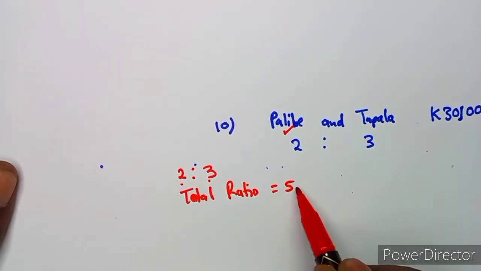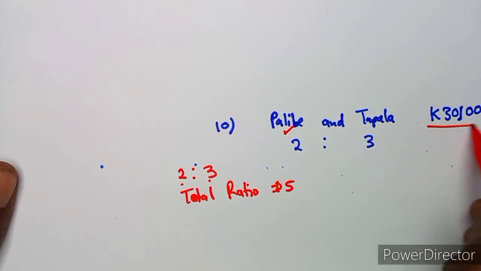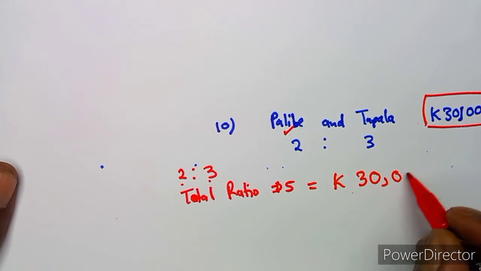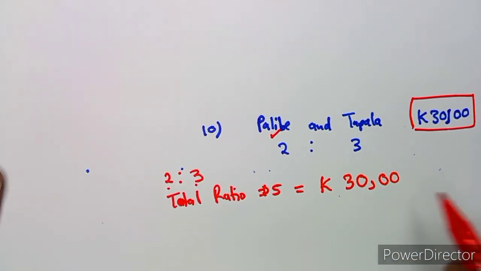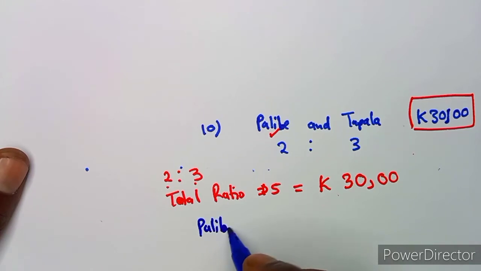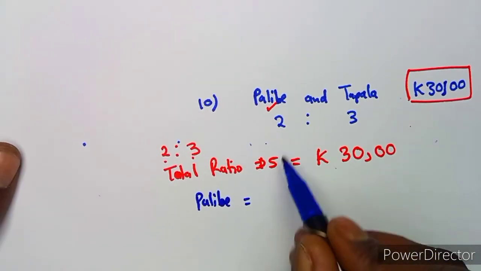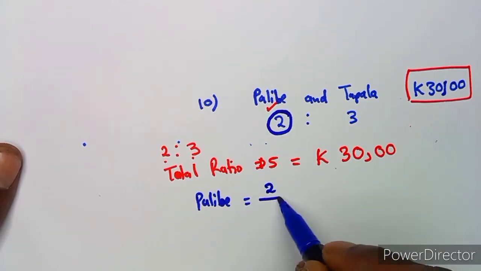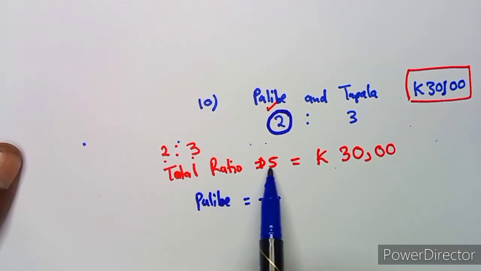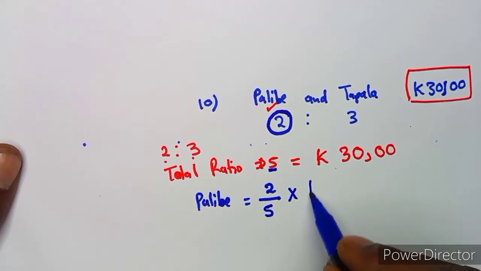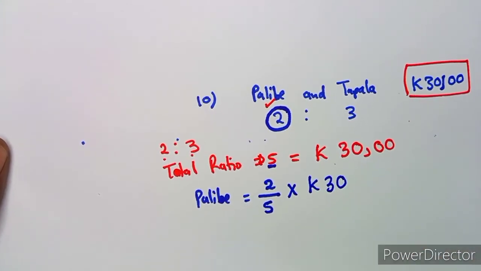So this total ratio is the one that is equal to the amount they shared, which is 30 kwacha. If this is the amount of money they shared all together, how much did Paliwe receive? According to his ratio, it's 2, that is 2 over the total, which we added and got 5. So it's 2 over 5 times the amount they are sharing, which is 30 kwacha.